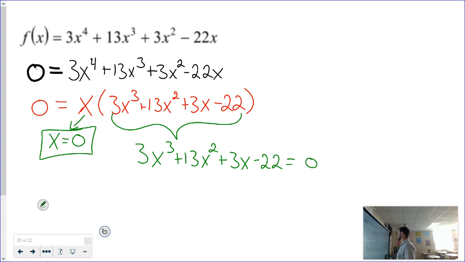When does this equal 0? It's almost like a brand new problem, right? So now I should expect 3 more answers still, and we should be able to do these.